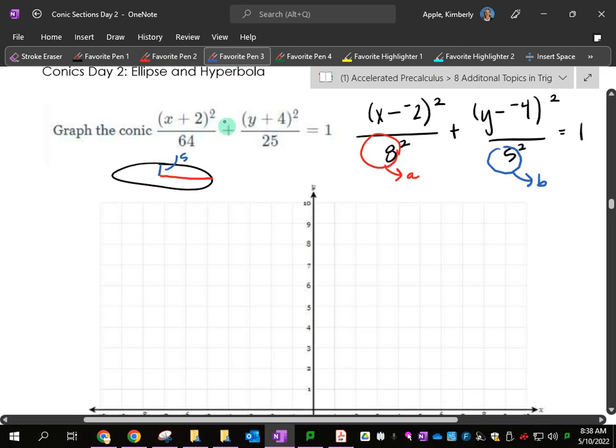So this should be 5 units. This should be 8 units. And then your center is located at -2, -4. So you'll just graph the center, and then you'll pull your vertices and co-vertices these lengths away.